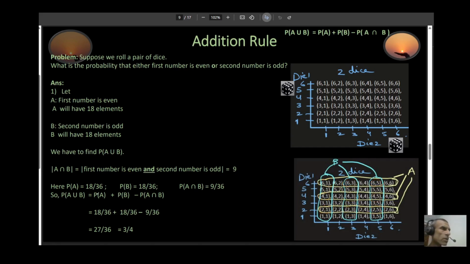So my probability of A is 18 over 36 because there are 18 elements in A. I just showed you. Probability of B is 18 over 36 because there are 18 elements in B. And the probability of A intersection B would be 9 over 36 because there are 9 elements in A intersection B. So using your formula for A or B, I'm just substituting the numbers and my answer comes out to be 3 over 4, which is a 75% chance.